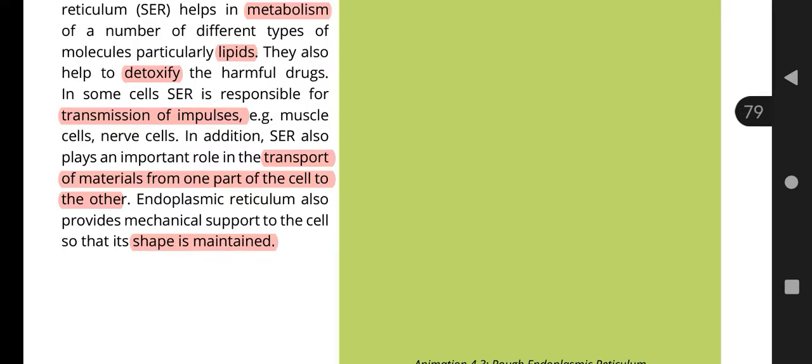Endoplasmic reticulum actually maintains the cell shape, and the cell wall actually gives it shape. So the difference should be clear. The cell wall provides the shape to the cell, and endoplasmic reticulum supports the cell shape, or we can say maintains the shape.